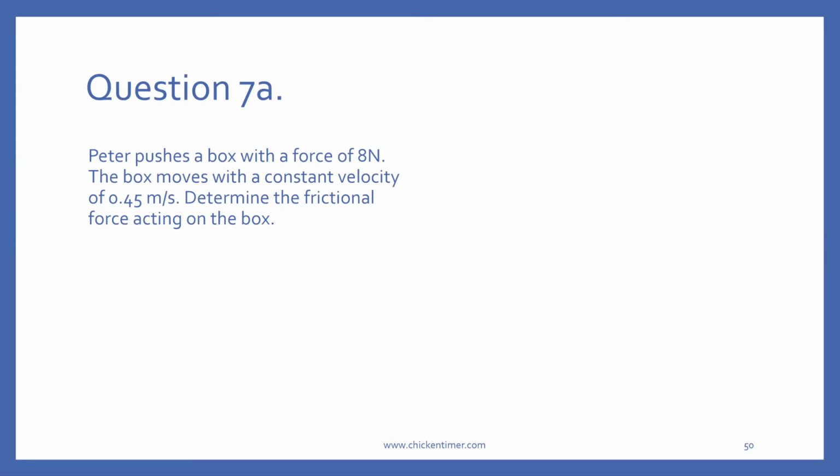How to do it? Okay, so we draw the situation. We draw a box on the ground. Peter pushes the box with a force of 8 newtons, so the applied force is 8 newtons. Then the question says that there is a frictional force acting on the box. And earlier on, I said friction is opposing the motion.